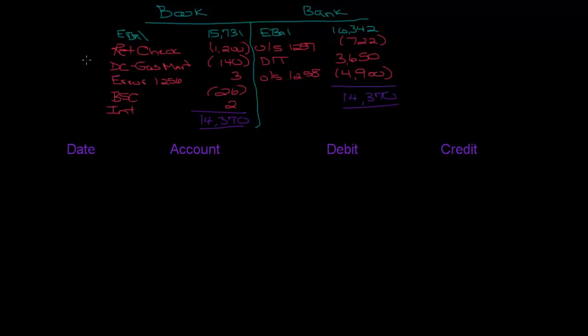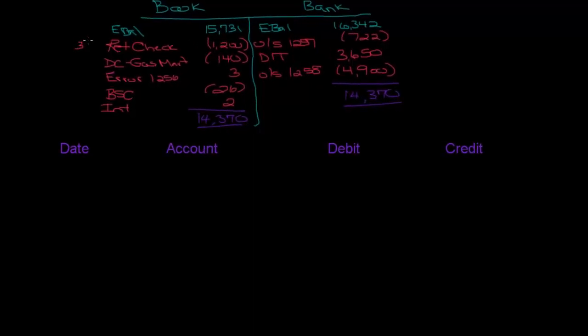I'm actually going to put some dates next to my book reconciliation here. So this return check for $1,200, this was on 3/6. The charge from GasMart was also on 3/6. So I'll put that in. The error for check number 1256, the check was actually written on 3/22. The bank service charge was 3/31 and the interest was 3/31.